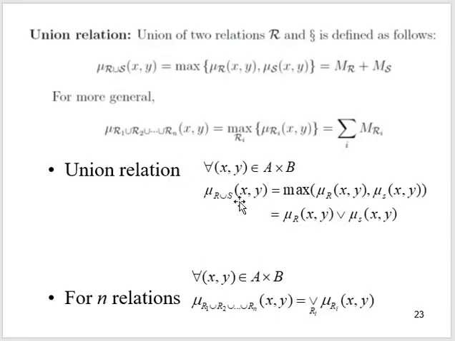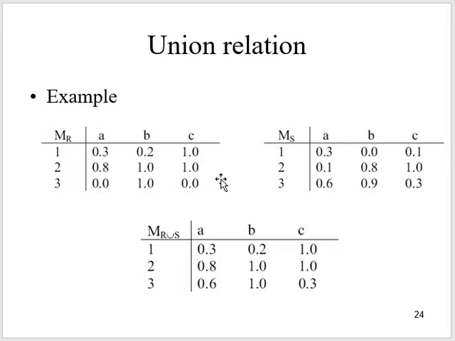a union relation. Union is obtained by taking the maximum of membership degrees mu R (x, y) and mu S (x, y). This is an example of a union relation. So here take the maximum of corresponding entries: 0.3 union 0.3 is 0.3, like that, 0.2 union 0 is 0.2, 1 union 1 is 1. Similarly for other rows corresponding to 1, 2 and 3.